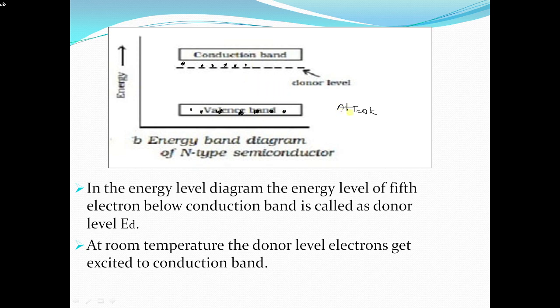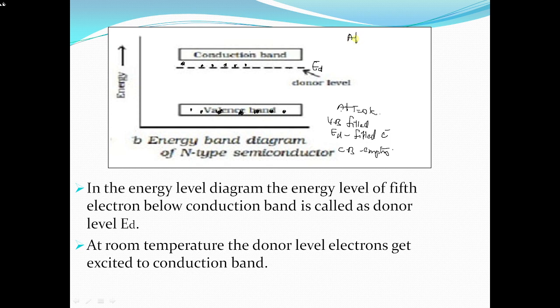Now at T equal to 0 Kelvin, the valency band is completely filled. This we call the donor level, represented by ED. The donor level is also filled with electrons and the conduction band is empty. This is the case at T equal to 0 Kelvin. In the diagram, where does the donor level lie? The donor level lies just below the conduction band.